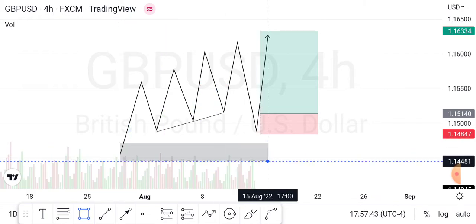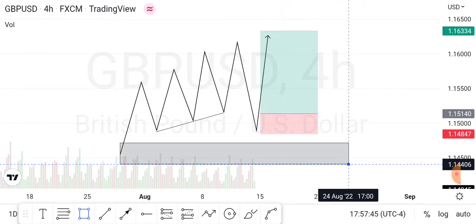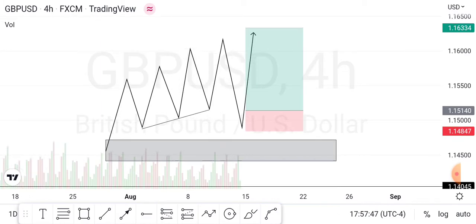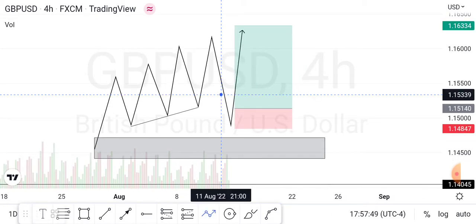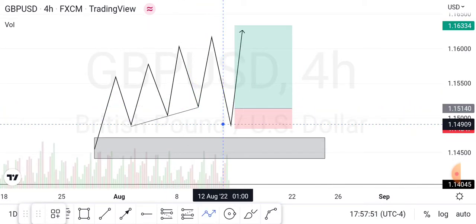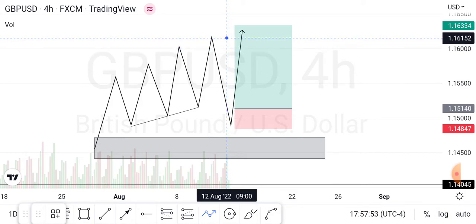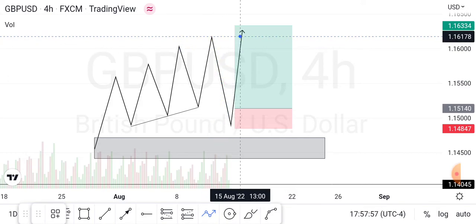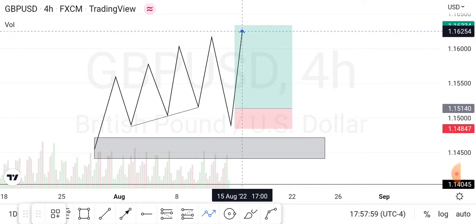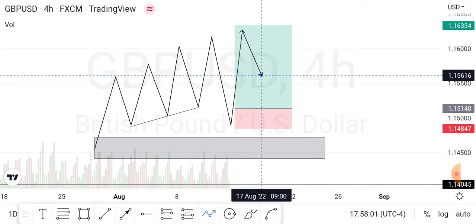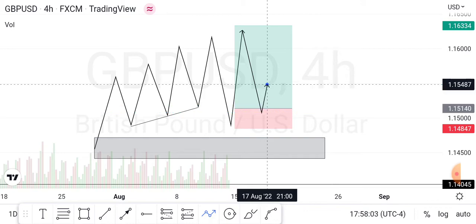You understand, guys? So most times there is an untapped, unmitigated OB around this zone. But since we have seen this structure here, we already see that this is a good setup, and especially traders who are new to SMC and the newbies, they're already anticipating to take this move.